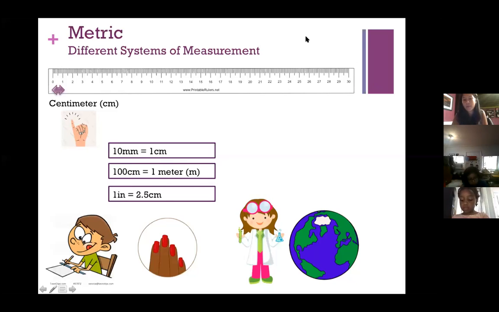Jarrell, how many meters is 100 centimeters? I see your lips moving. I need you to unmute yourself, bub. You got it. Sending you shine. Unmute yourself. Tell us.